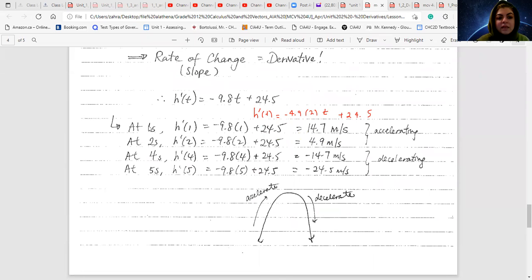At the first second, just simply instead of the time, you put 1 and you calculate the rate of change. At 2 seconds, instead of the time, you put 2 seconds and calculate, you find the rate of change. And so on for 4 seconds and 5 seconds. As you see, here the rate of change is positive, here is positive, but here is negative. When your arrow is going up, the slope is positive. When your arrow goes down, the slope is negative.